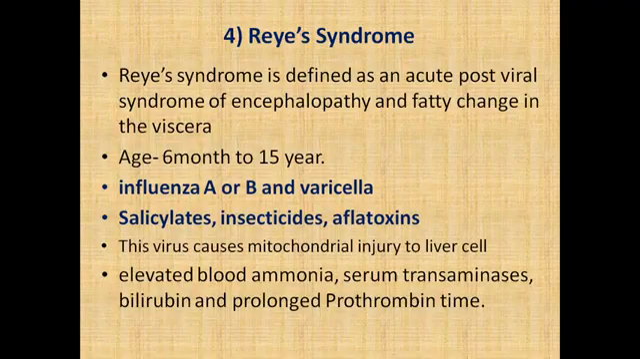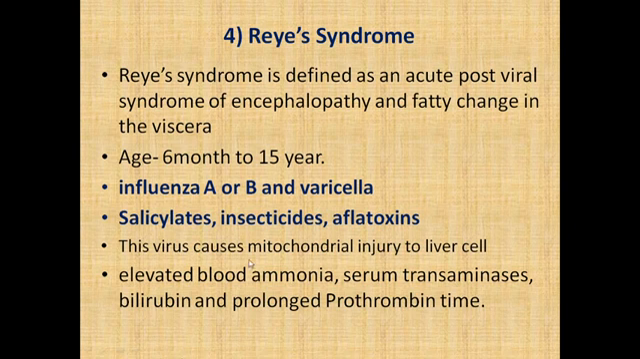Last point is Reye's syndrome. It is defined as an acute post-viral syndrome of encephalopathy and fatty changes in viscera. Fatty changes in viscera means other than the liver, it can affect various organs. What is the most common age? 6 months to 15 years. And what is the etiology? Either influenza A, influenza B, or varicella infections.